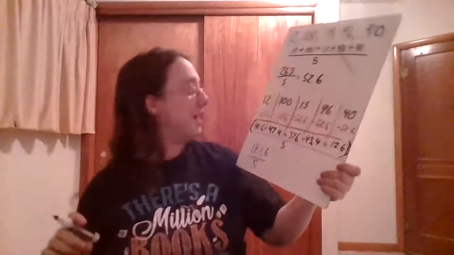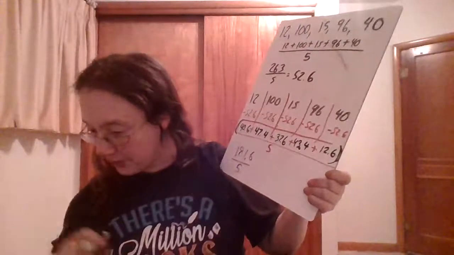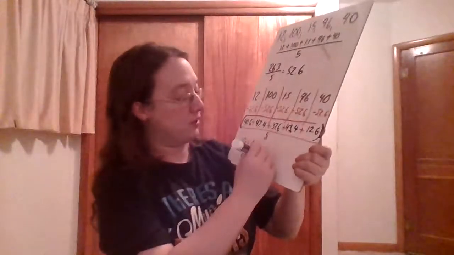P stands for parentheses. And then we're taking 181.6 divided by 5, which gives you 36.32. So, still a decimal, but a relatively nice decimal.